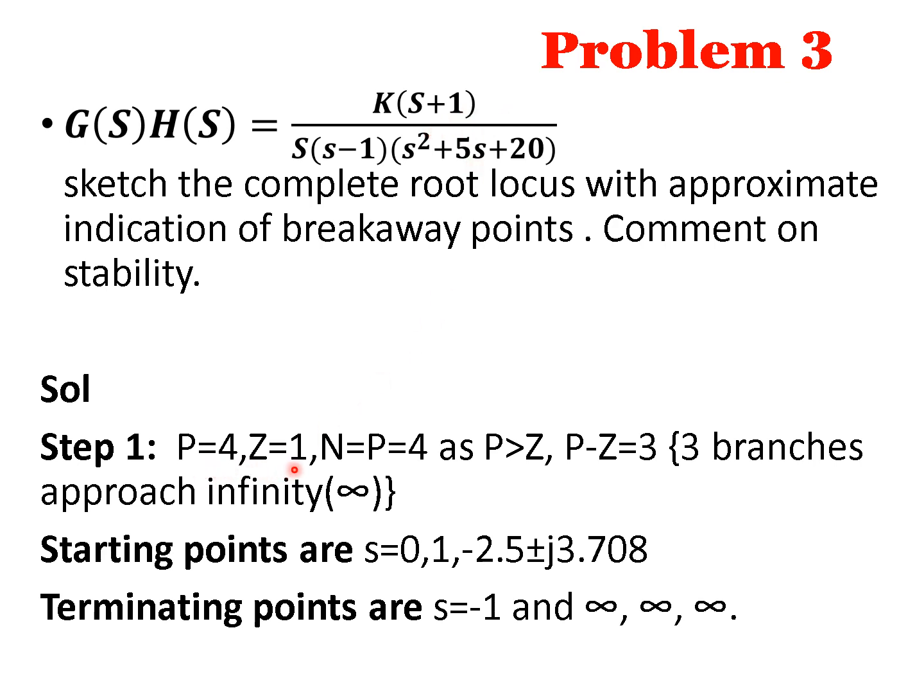Since the number of poles is greater than the number of zeros, the number of branches will be equal to the number of poles, that is P is equal to 4. Now P minus Z, where P is 4 and Z is 1, is 3 branches. So 3 branches will approach infinity. What about the other branch? The other branch will approach the zero. Now the starting points are s is equal to 0, 1, and minus 2.5 plus or minus j 3.708 because it's a complex conjugate. The terminating point for the pole at 0 is minus 1, and for the pole at minus 2.5 plus j 3.708 it is infinity.